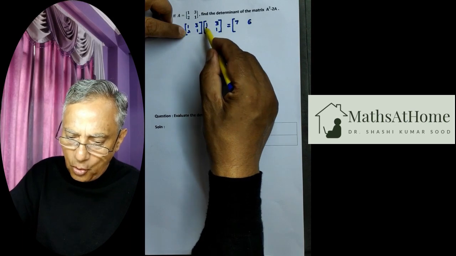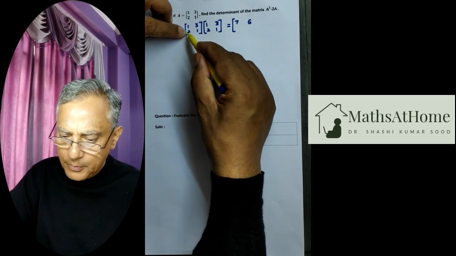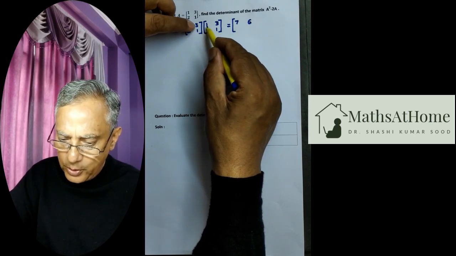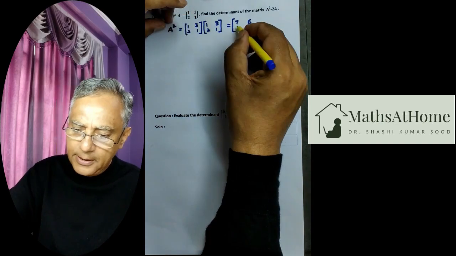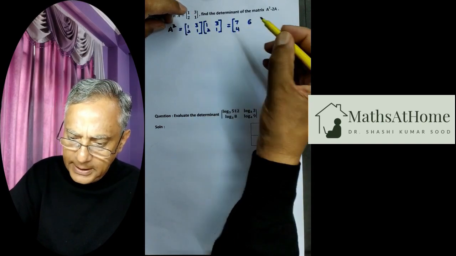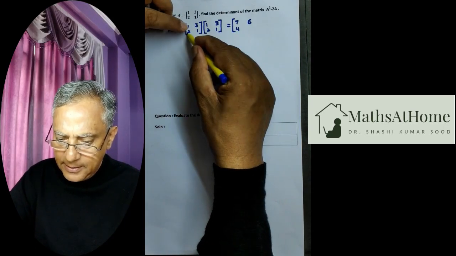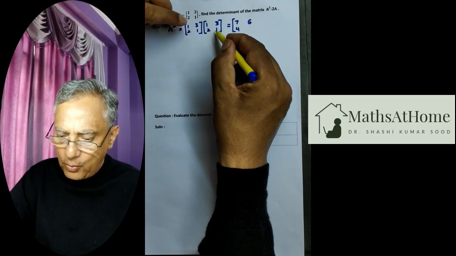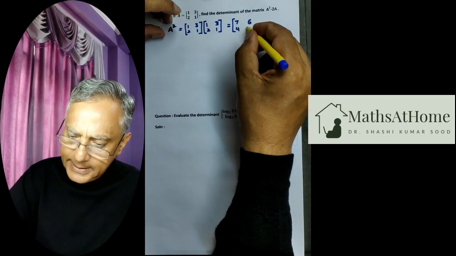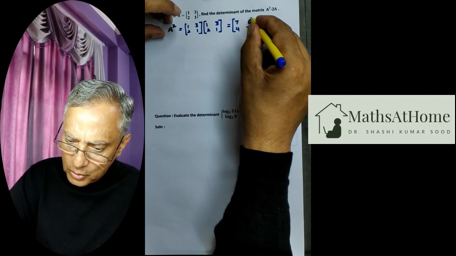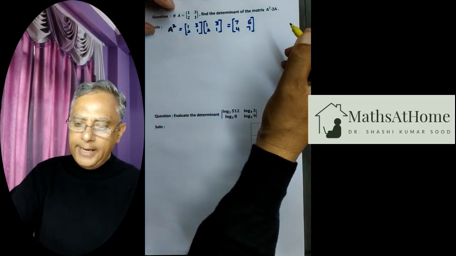Next is this row into this column. So 2 into 1 is 2, 1 into 2 is 2. So 2 plus 2 is 4. Now this into this: 3 2s are 6, 1 into 1 is 1. So 6 plus 1 is 7. So we have found A square.